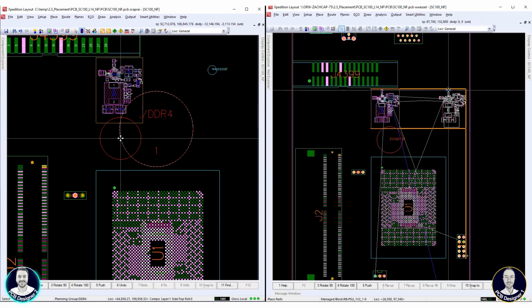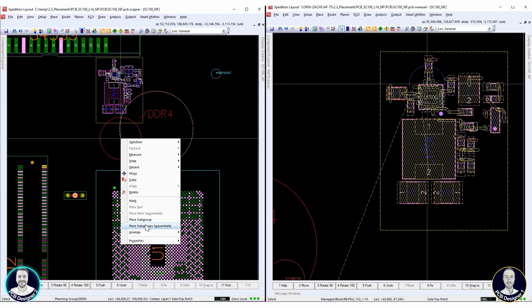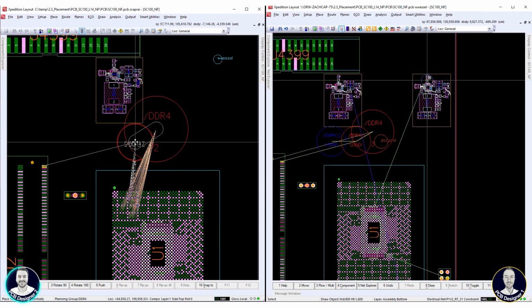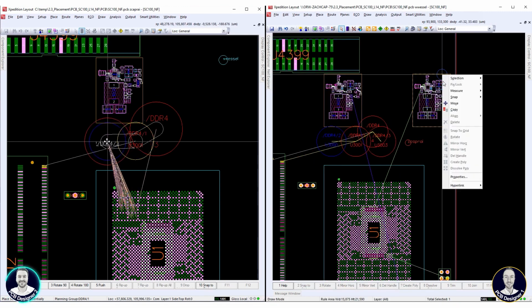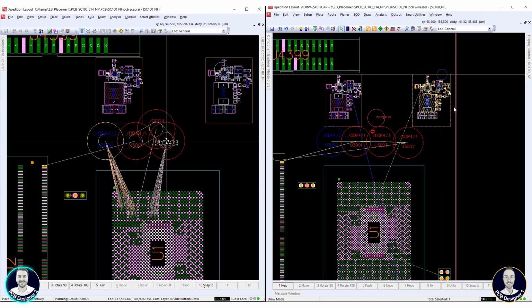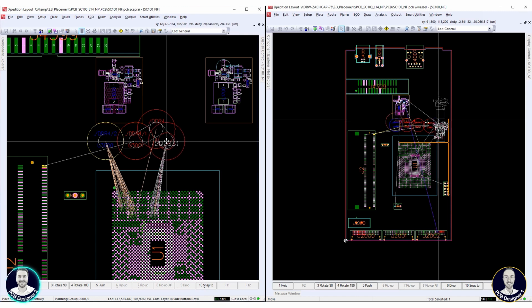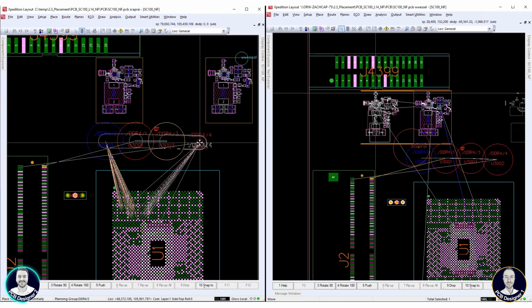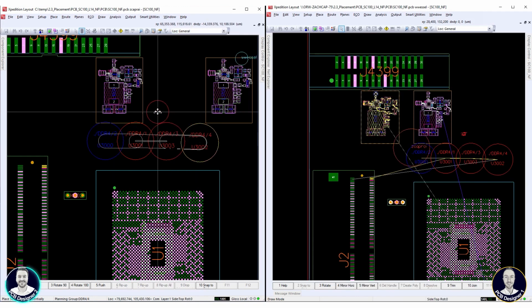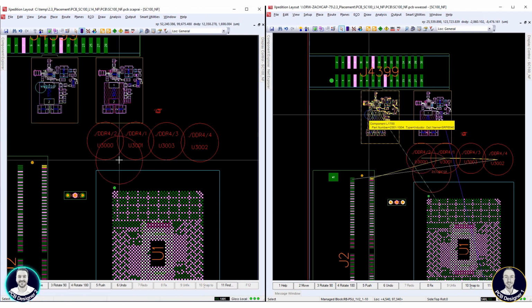So with the top level DDR4 planning group on the board, I will now place the sub-placement groups sequentially for the 4 DDR chips. And finally, the VREF planning group can be seen placed above the 4 planning groups.